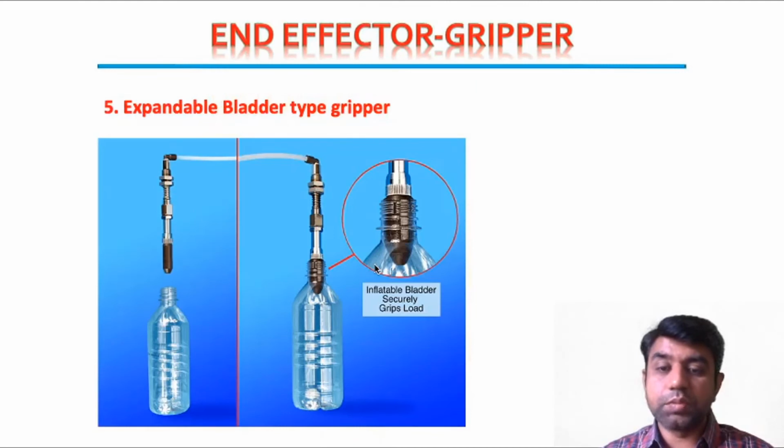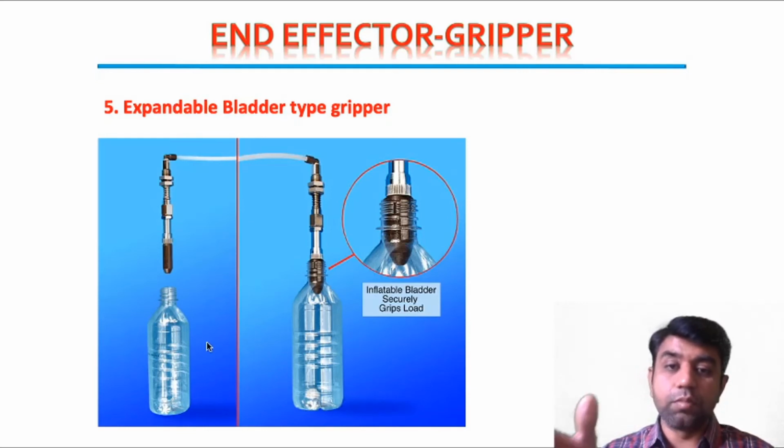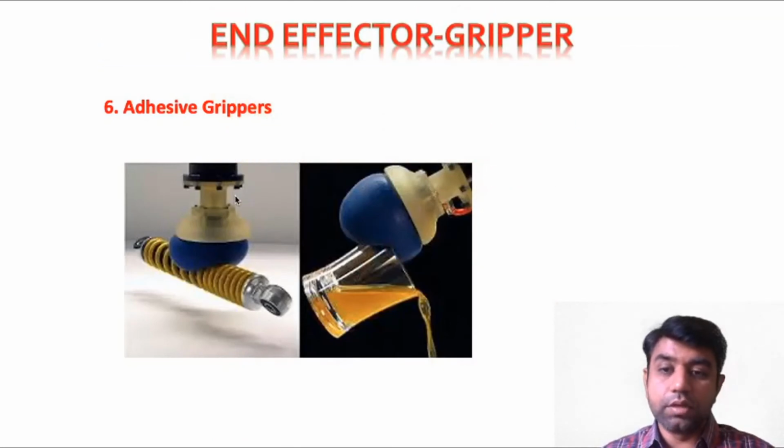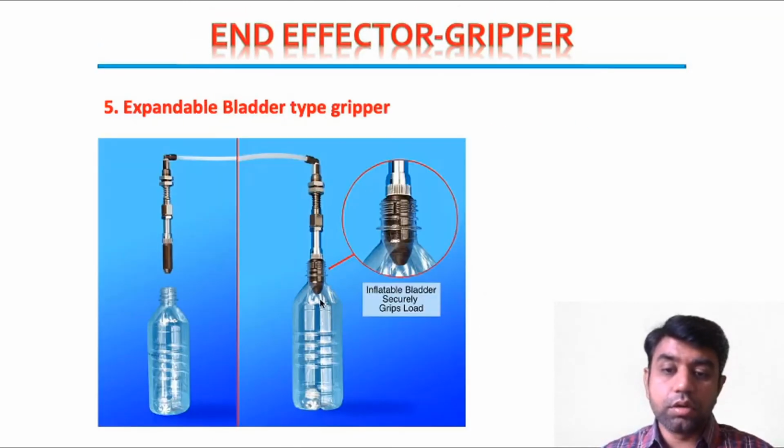The next one is the expandable bladder type. This is normally used in order to hold fragile material or very thin material such as plastic bottles, right? If we use a mechanical gripper, the plastic bottle will get crushed because of the mechanical force, right? So in order to avoid that, we can use this kind of expandable bladder, right? Initially, this center part will be a bladder. When you give the pneumatic supply to that, it will get expanded. That's why the word expandable bladder is used, and it will hold the workpiece or the bottle.